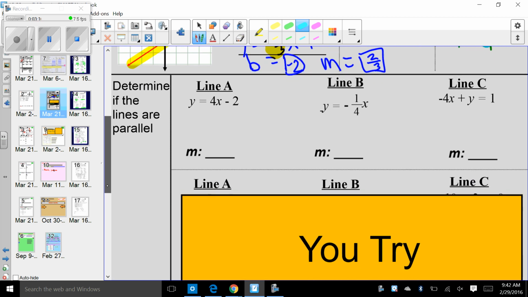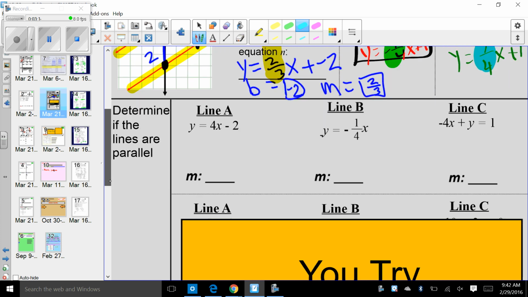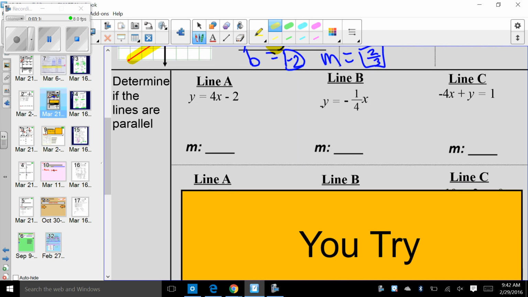Okay, so we're going to look at this chunk of information down here. Determine if the lines are parallel. First of all, they all have to be solved in the form of y equals. Y equals, we're good there. Y equals, we're good there. We have some work to do in line C. So in line A, it's already in y equals form. So our slope in that problem is just 4, no work required. In line B, our slope is -1/4. No work required.